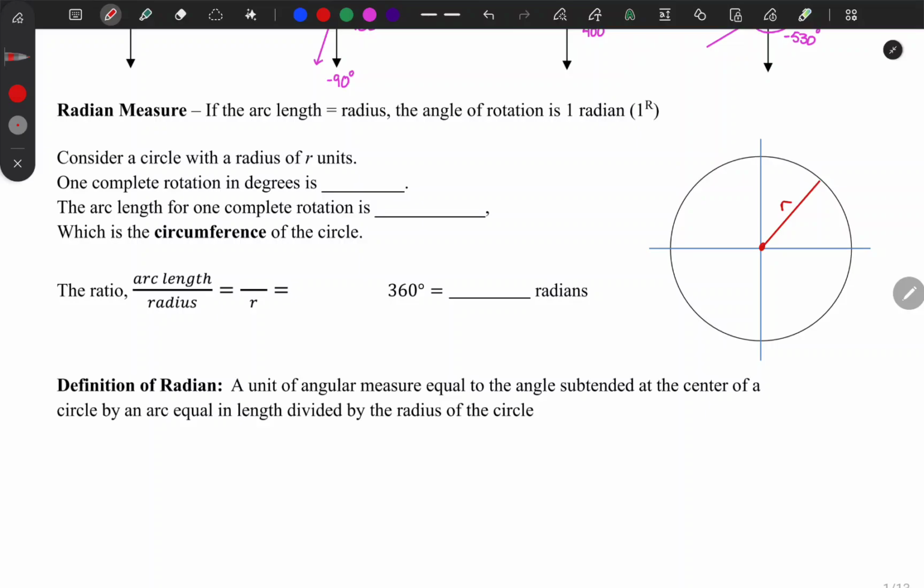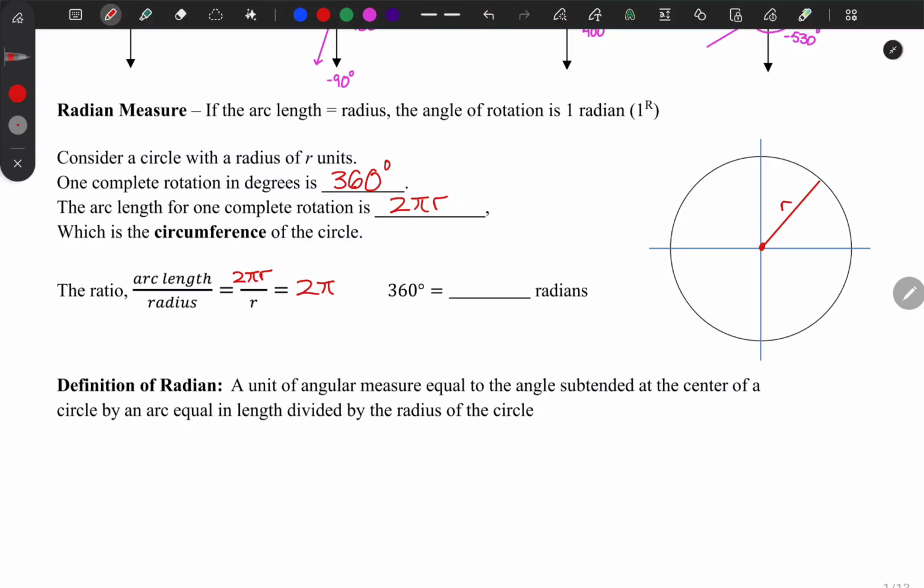One complete rotation in degrees is 360 degrees. The arc length for one complete rotation is 2 pi r, because essentially one full rotation around the circle is the circumference of the circle, or 2 pi r. What we do is we create a ratio of the arc length over the radius. So that is 2 pi r over r, which is just 2 pi.